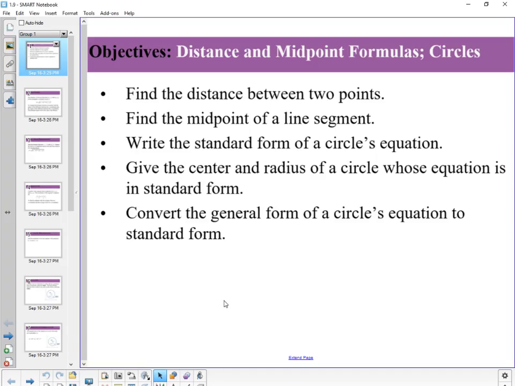All right, so again, our objective today, 3 big things. Can we find the distance between 2 points? Can we find the midpoint? And then we're going to be talking about circles and their formula. So, you guys already got these down, yeah?